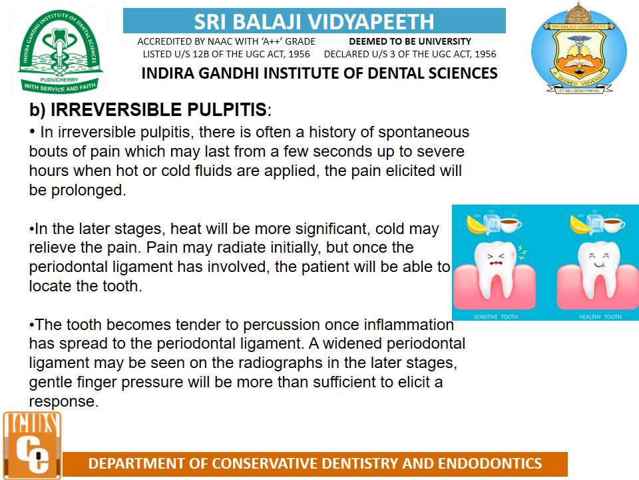The tooth becomes tender to percussion once inflammation has spread to the periodontal ligament. A widened periodontal ligament may be seen on the radiographs in the later stages. Then gentle finger pressure will be more than sufficient to elicit a response.